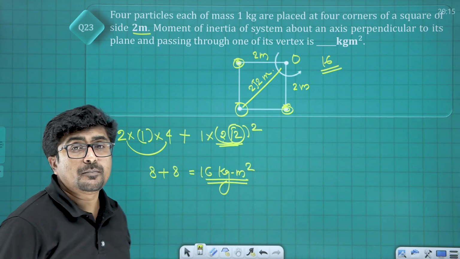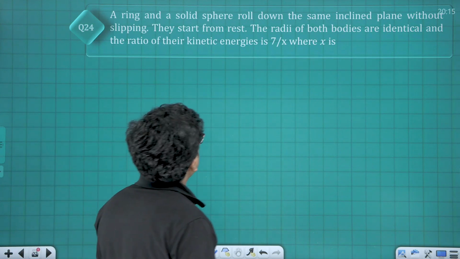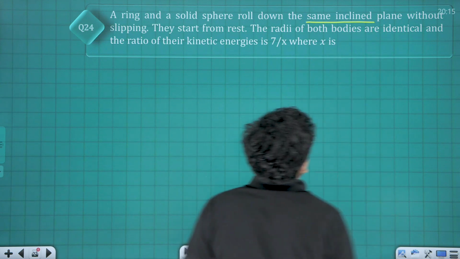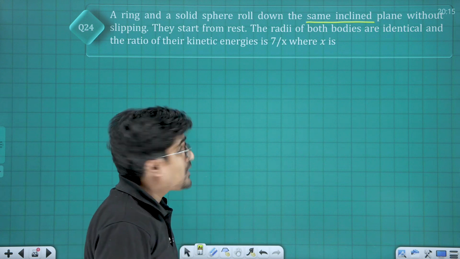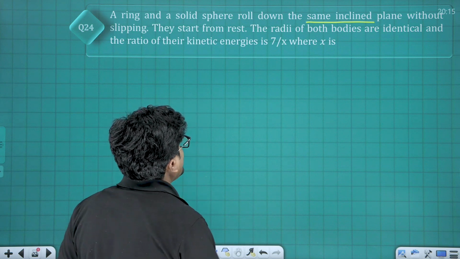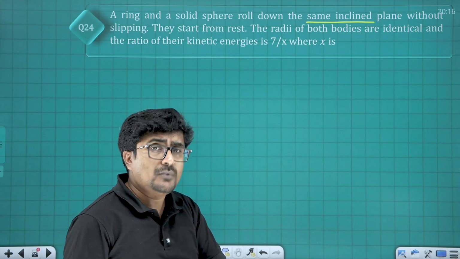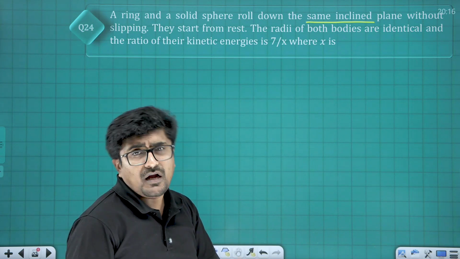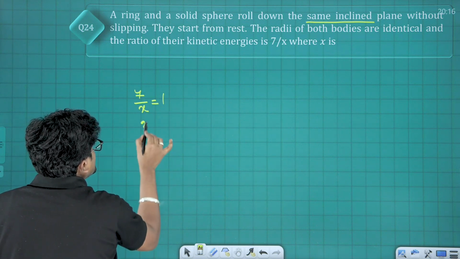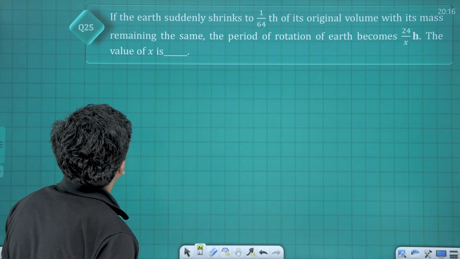Alright. Next is question number 24. Question number 24 says, a ring and a solid sphere roll down the same inclined plane without slipping. They start from rest. The radii of both the bodies are identical and the ratio of their kinetic energy is 7 by x. So they started from the same point, that means the same height. So while reaching the ground, they must be having what? The same kinetic energy. That means the ratio needs to be what? 1 only. That means x needs to be what? 7. Alright.